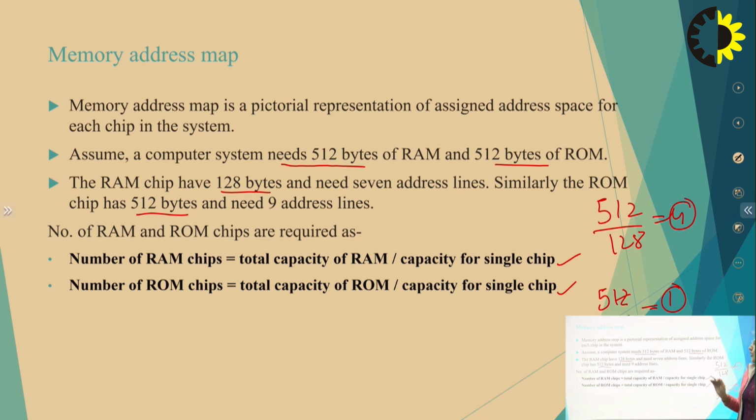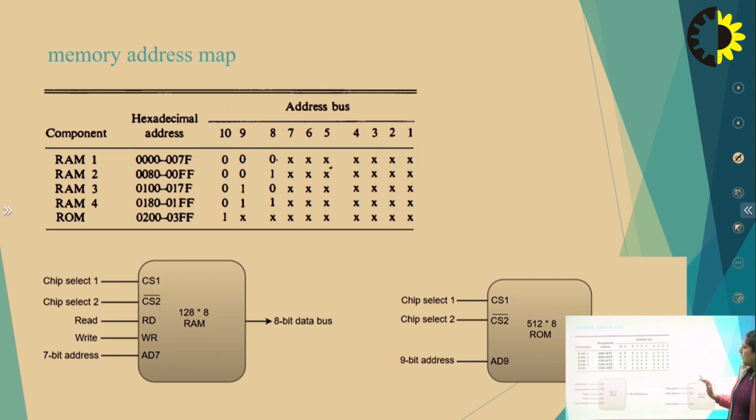So let's see how we map these 4 RAM and 1 ROM chips. So this is the RAM and ROM chip. This is the functional table, showing how we are going to address the different RAMs and ROM. These are the hexadecimal addresses for the different RAM and ROM. This is the address bus.